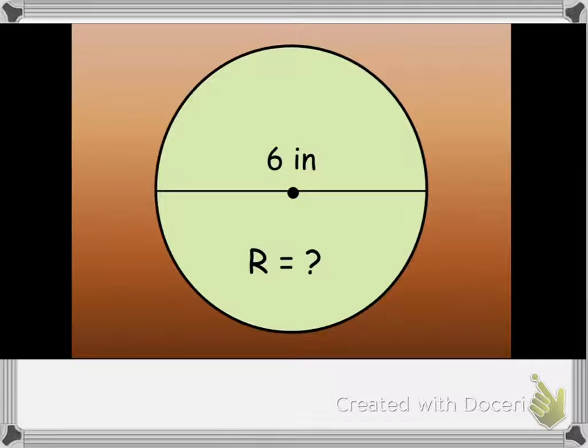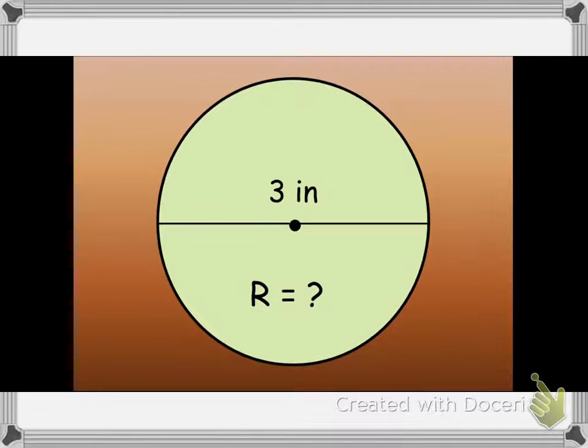Now, if you're given the diameter, that means that from edge to edge through the center is 6. So we need to know what half of that is, just from the center to the edge. Well, that's going to be 3 inches. So the radius on this circle is 3. Well, not always are you going to have nice, pretty whole numbers. Sometimes you're going to have to work with decimals. So if our diameter, edge to edge through the center, is 3, we would need half of that to find the radius. Half of 3 is 1.5. So our radius then would be 1.5.